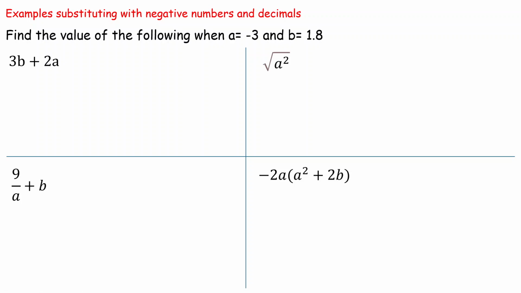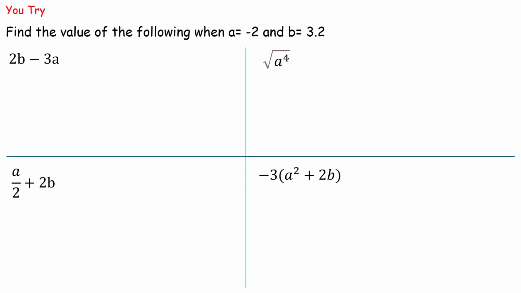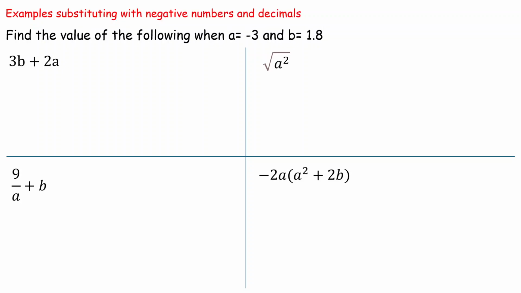Okay, this video, again, looking at substitution, just a little bit trickier because we're now looking at substituting with negative numbers and decimals, as you can see here. So it says find the value of the following when a is -3 and b is 1.8. And just the way this video is going to work is I've got 4 questions I'll go through here, then you can try 4 yourself afterwards.